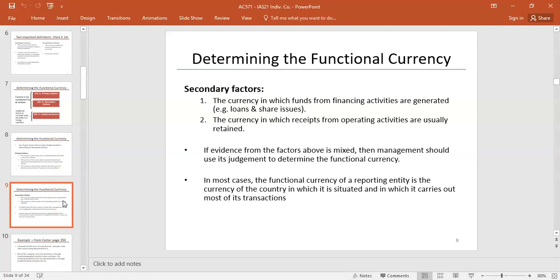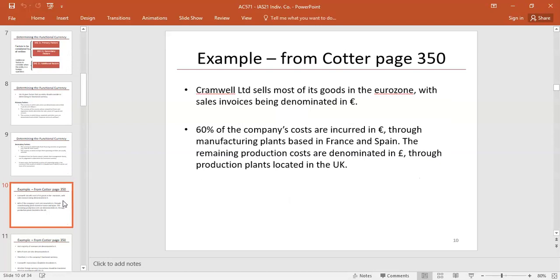So a small little example might help to consolidate what we mean by that. So take a company like Cramwell, which sells most of its goods in the Eurozone. So therefore its sales invoices are denominated in euro. 60% of the company's costs are in euro. However, the remaining are from production plants in the UK. So all its sales are in euro, 60% of its costs. So from the primary factors here, it's quite straightforward. The functional currency here is euro.